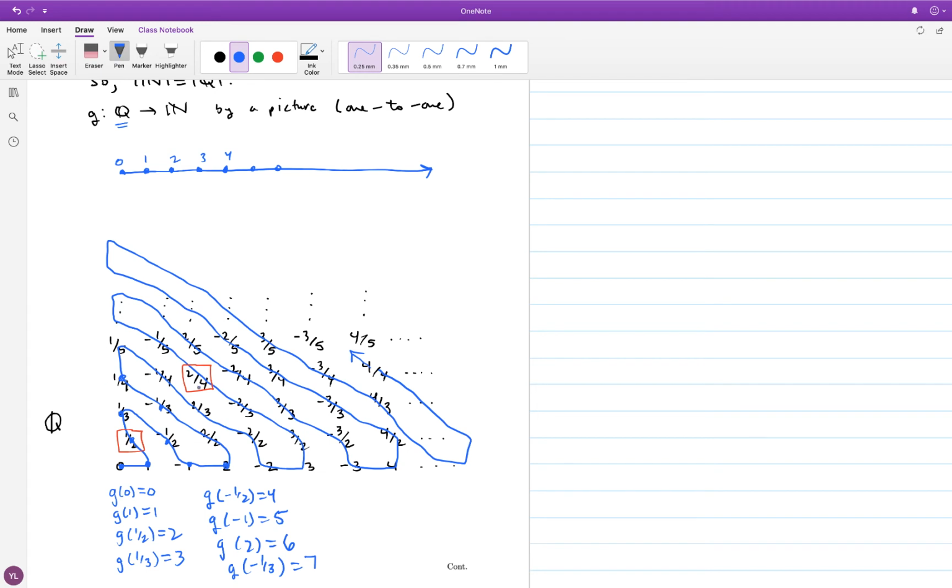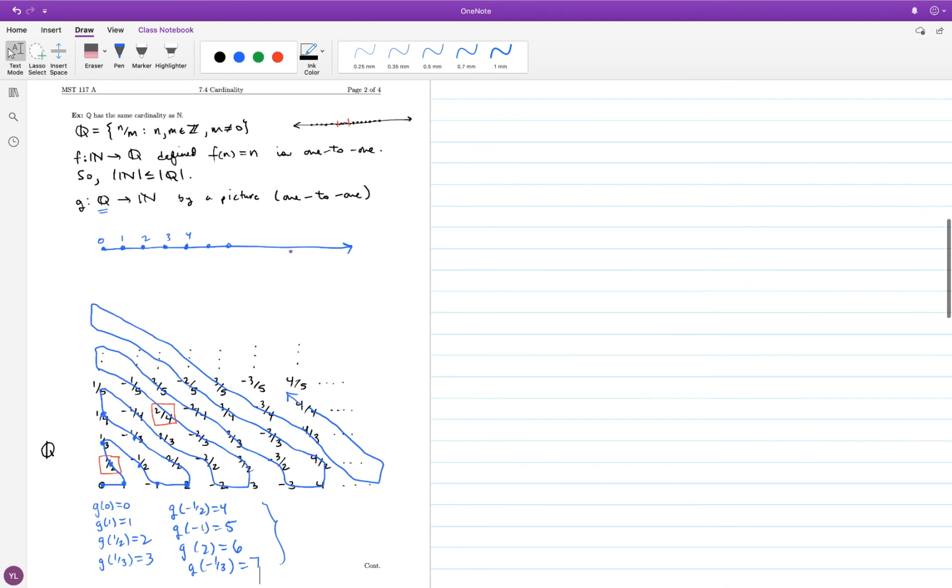So in this way, you are coming up with a perfectly well-defined function that takes every single rational number, because every rational number is in this lattice somewhere, to a unique natural number output. So the natural number output that you're selecting is whatever dot that you're at at that point. So this is our mathematically formal proof that the rational numbers have the exact same cardinality as N. So it might be surprising, but there it is.